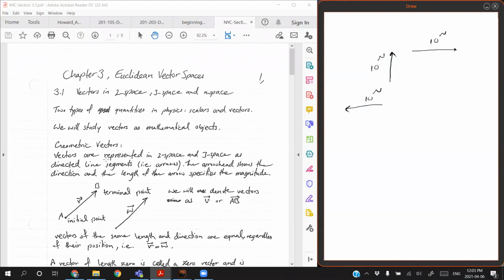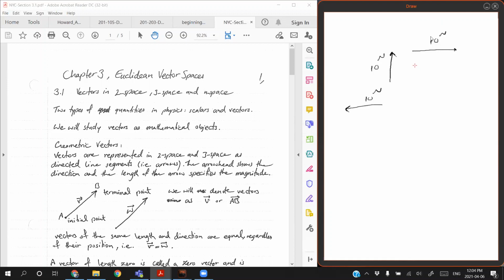So these vectors have lots of applications in physics. Geometric vectors. First we're going to look at the geometric description and interpretation of vectors, and then we look at the algebraic one. Vectors are represented in 2-space and 3-space as directed line segments, i.e. arrows. The arrowhead shows the direction, and the length of the arrow specifies the magnitude. So, for example, this could be a force directed towards the right of magnitude 10.